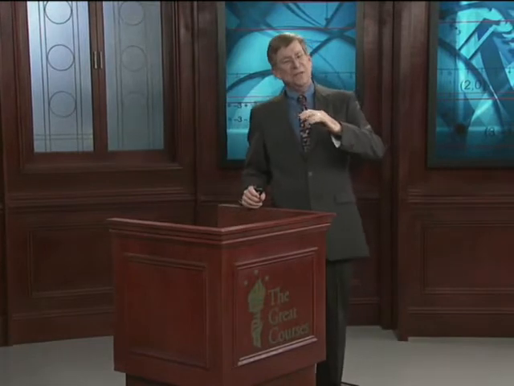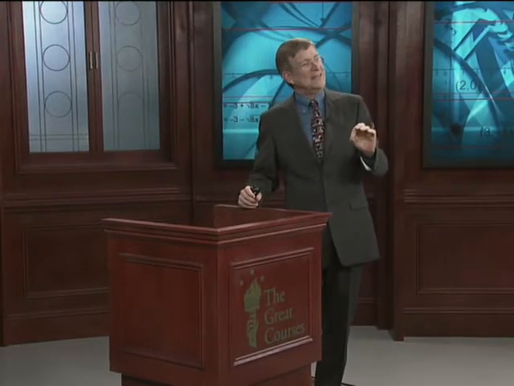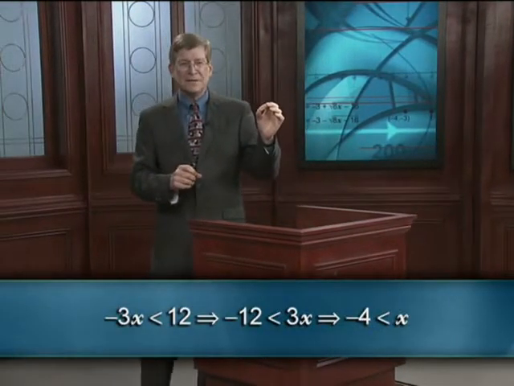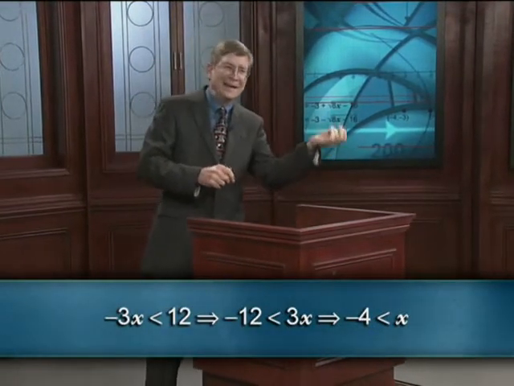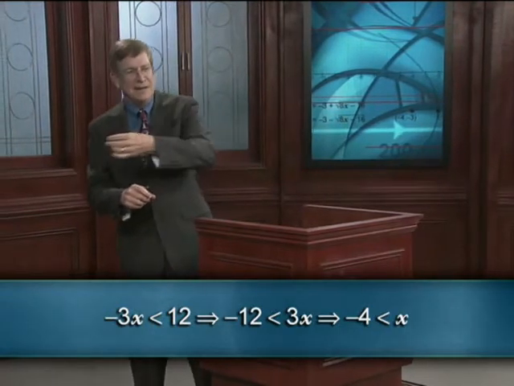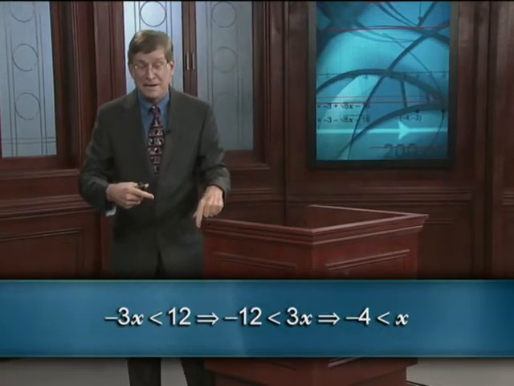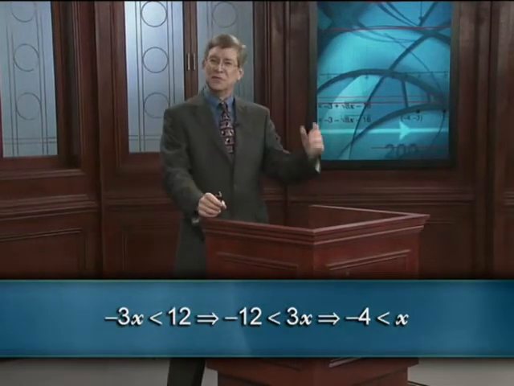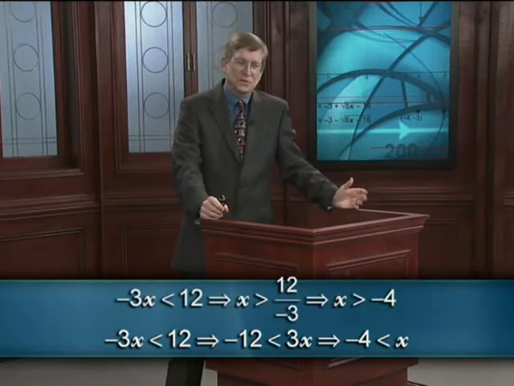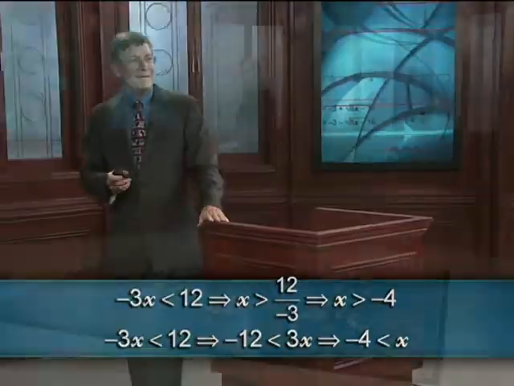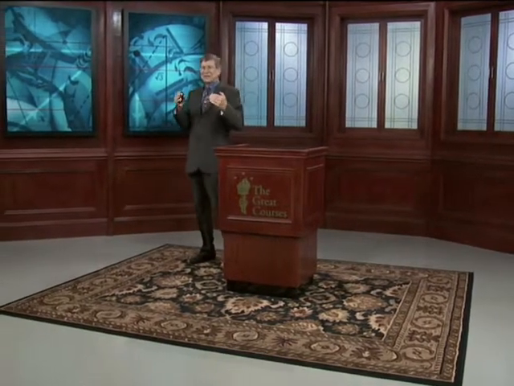Now, that said, you can avoid this reversal of the inequality by solving this slightly differently. You could start with minus 3x less than 12 and move the 12 to one side and the minus 3x to the other side, and you have minus 12 less than 3x. Now divide by 3. 3 is positive, and you get minus 4 less than x, which is equivalent to x greater than minus 4. I got the same answer. All right, let's go to something a little bit more difficult now.